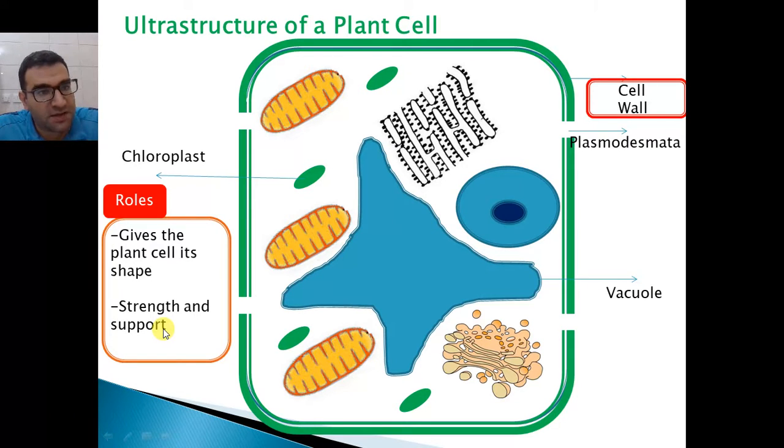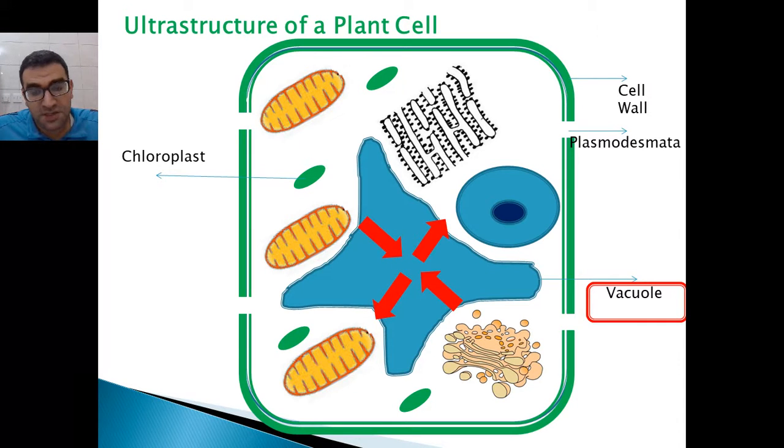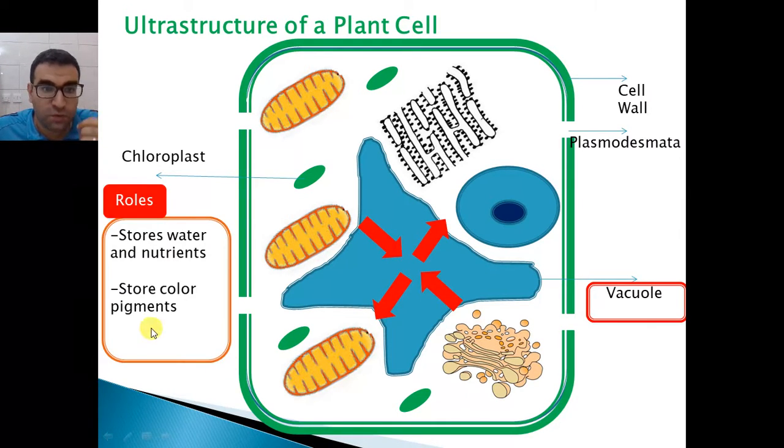Many plants are aquatic. They live inside water, so water can enter the plant by osmosis. So the size of the plant increases too much. But because of the presence of the cell wall, the plant cell does not burst. We have also another organelle, the vacuole. The vacuole is responsible for storing water and nutrients. As you can see, those red arrows represent nutrients that move inside and outside the vacuole. Okay? So it's like a barrier for storing and releasing chemicals and nutrients.